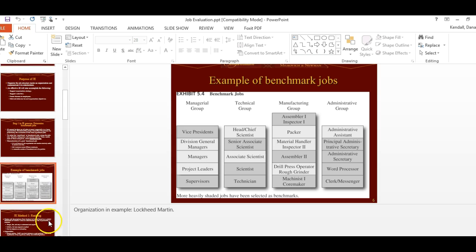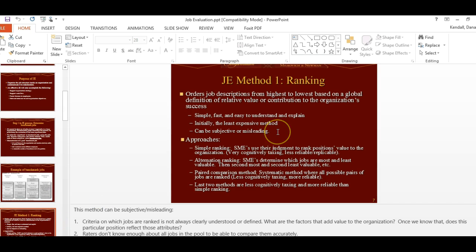All right, so once we have those benchmarks, we're going to do a ranking of those. So what it does is it orders job descriptions from highest to lowest based on a definition of the relative value or contribution to the org success. Okay, so we're going to take those benchmark jobs and rank them in terms of how much they impact the org's strategy.